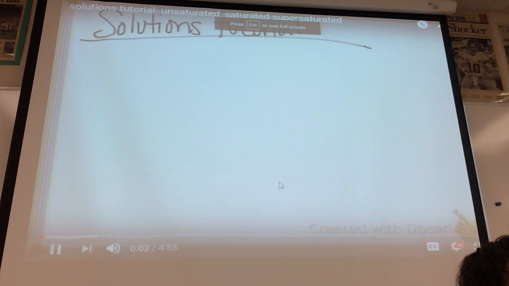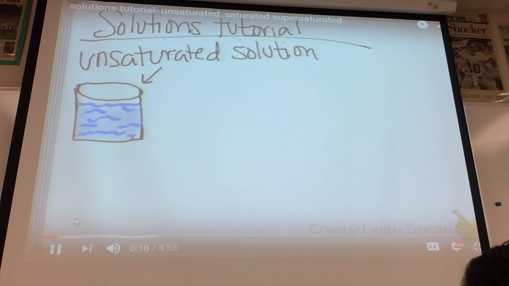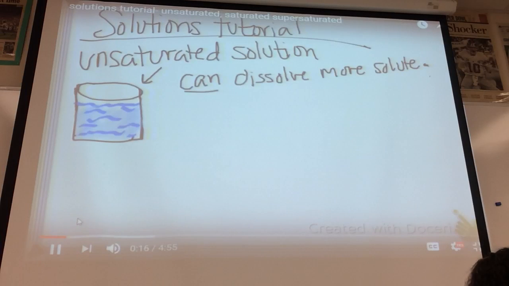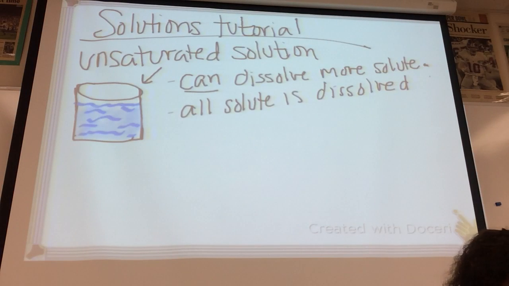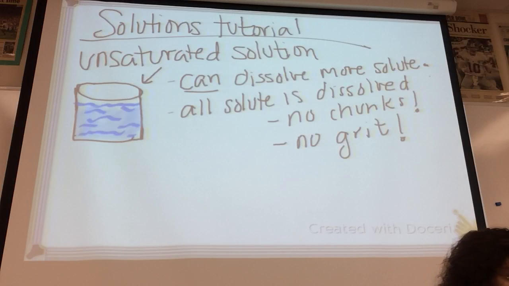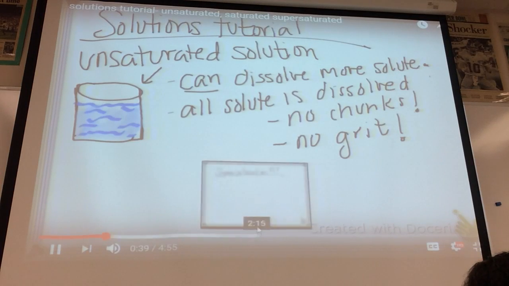Hi, welcome to a tutorial on solutions: unsaturated, saturated, and supersaturated. How do I tell them apart? Here we have an unsaturated solution. Our unsaturated solution is capable of dissolving more solute. You can keep adding solute to this, and it's still got the ability to make that solute dissolve. In an unsaturated solution, all the solute that's in there is dissolved. That means no chunks, no grit in the bottom. Every single piece of solute in that unsaturated solution is dissolved.